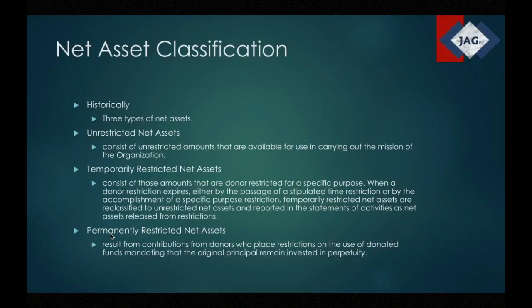So let's first go through and do a quick review of how net assets are done right now, because it's important that everybody understands how the net asset classification works today, since it's the preliminary step to moving to the next step. Historically, and this is the rule still today for your financial statements for the next few years, you have 3 types of net assets. The first is unrestricted net assets, which consist of unrestricted amounts that are available for use in carrying out the mission of the organization.